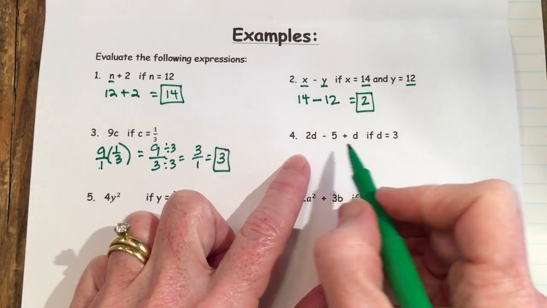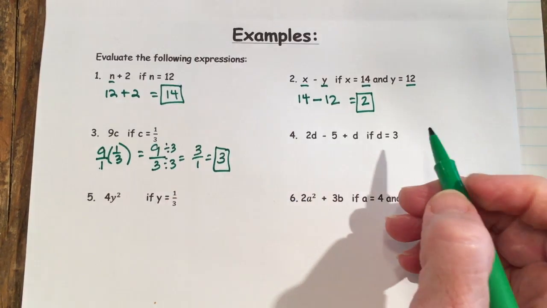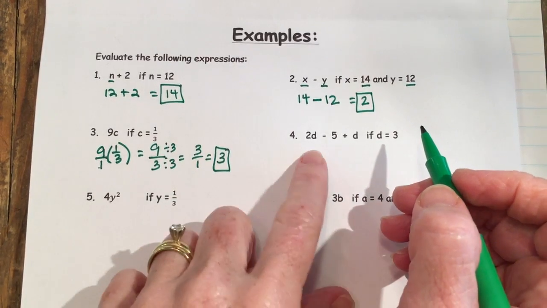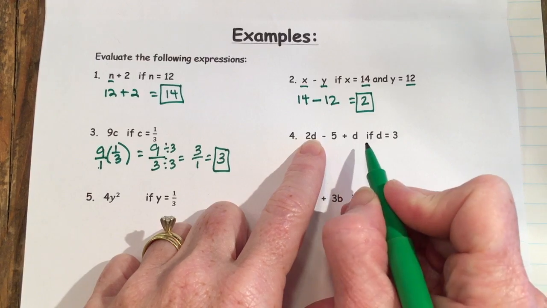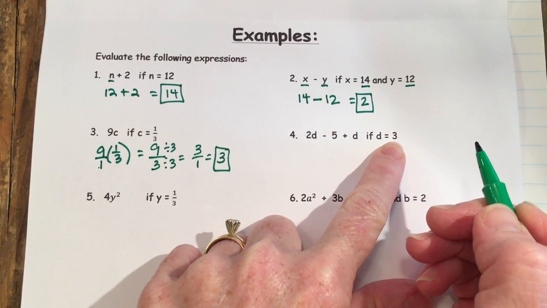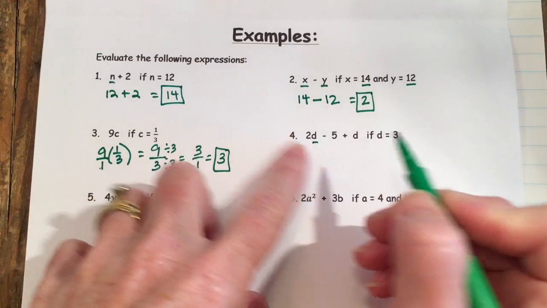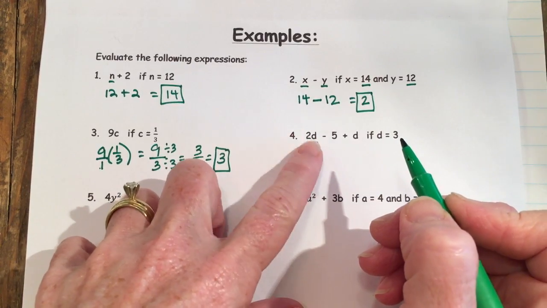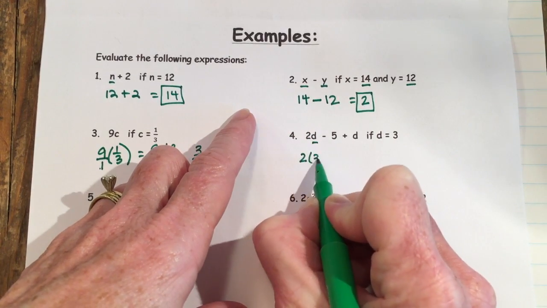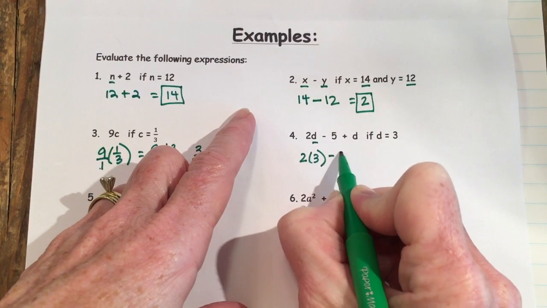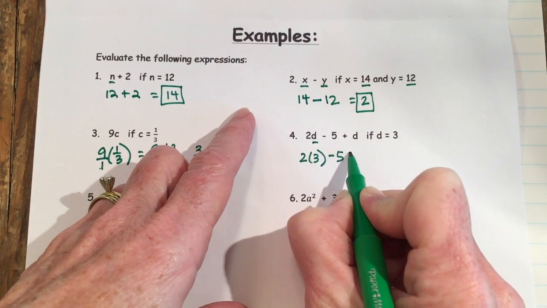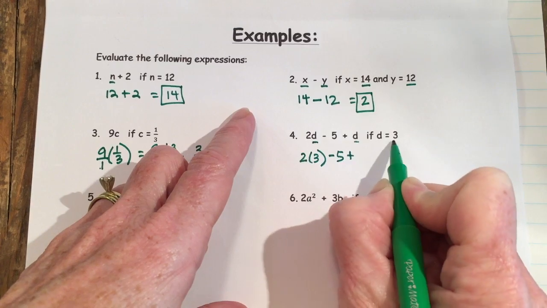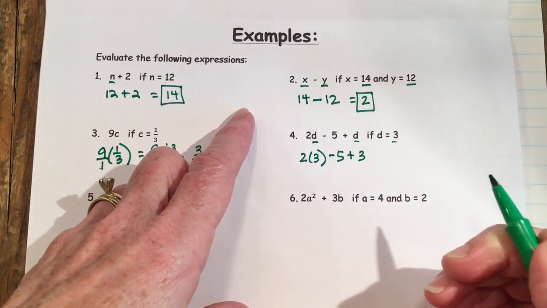In number 4, you have 2d minus 5 plus d if d is equal to 3. So in this case, there are 2 variables that are both d. You're just going to use the 3 twice. All right, so I'm going to first put it here. Remember, 2d means 2 times d, so I'm going to rewrite this as 2 times 3 minus 5. That part doesn't change. Plus, and then d again is going to be 3, so 3 here.